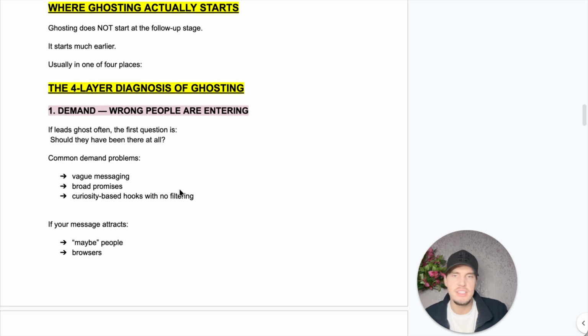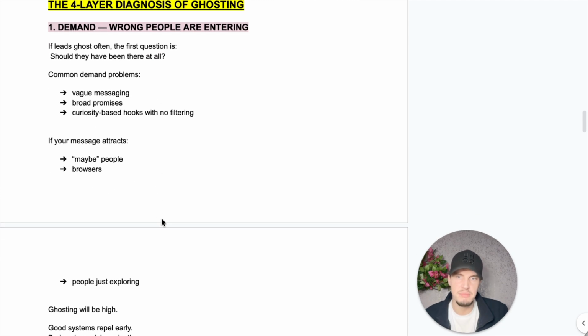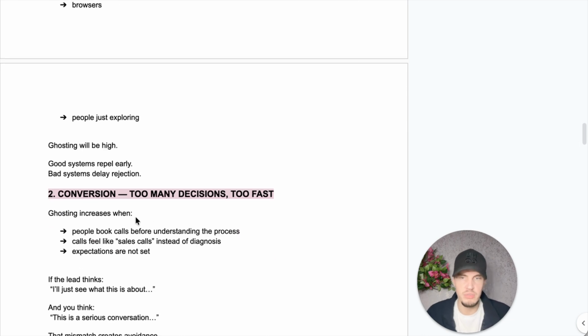So the first layer is demand. Wrong people are entering your funnel. If leads ghost often, the first question is, should they have been there at all in the first place? Common demand problems: vague messaging, broad promises, curiosity-based hooks with no actual filtering. If your message attracts maybe-people, browsers, tire kickers, people just exploring or wanting more information, ghosting will be at its all-time high. Good systems repel early, bad systems delay the rejection.